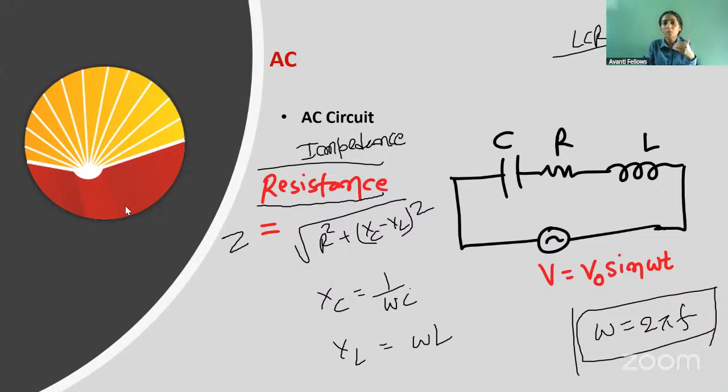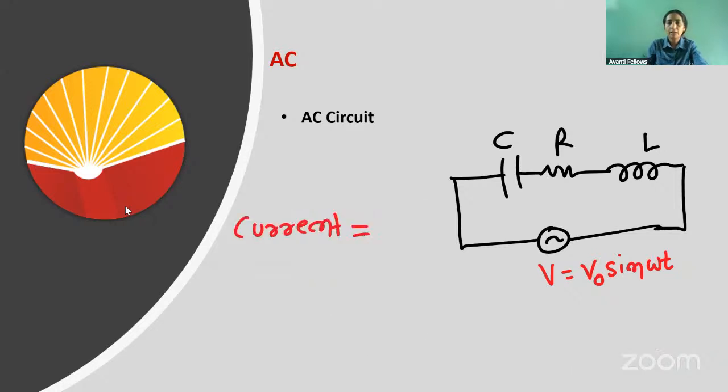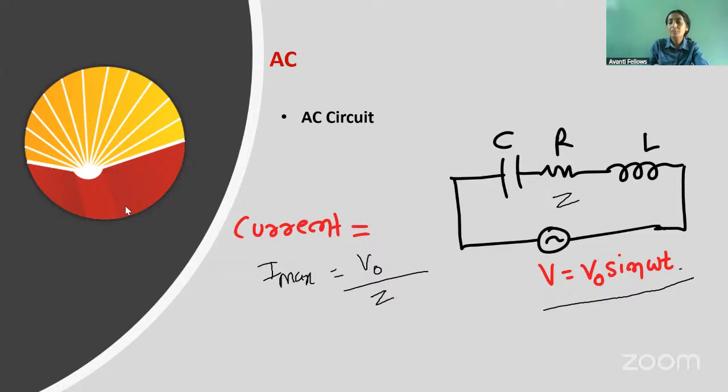If you know the net resistance of the circuit, you can calculate current, right? So if the voltage applied is this, we already know the value of Z now. So how will we calculate current? If I talk about maximum current, then it is maximum voltage, that is V0, divided by impedance, that is Z. And if I talk about current at any time t, then that is written as V0 by Z sine omega t plus phi.